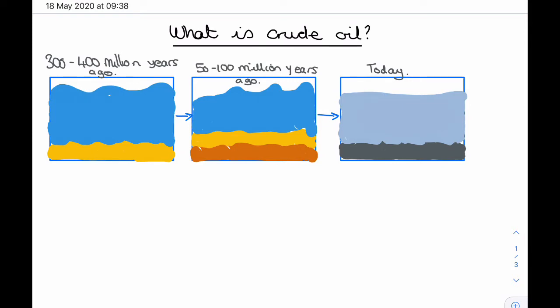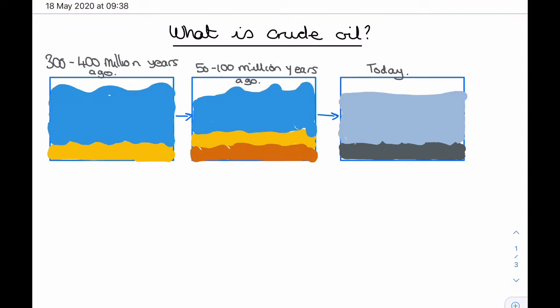Okay, so in this video we're going to go through what crude oil is and look at what makes up crude oil. So the first thing I've got here is some diagrams, and I'd just like to go through what those mean and how that shows crude oil being made. So this is how crude oil is being produced.